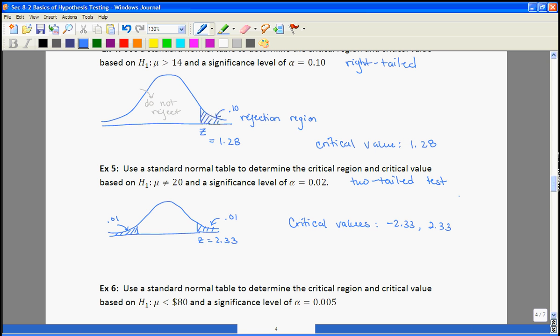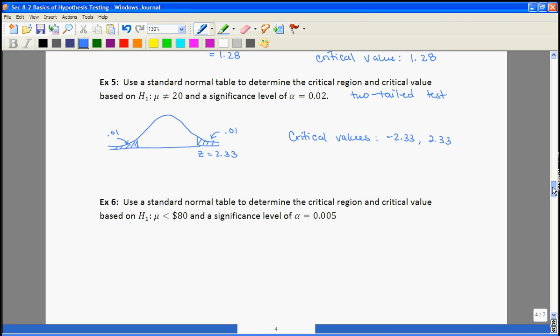So if my test statistic, which we'll learn how to do later, were larger than 2.33 or smaller than negative 2.33, if it fell in either of those tails, then I would reject my null hypothesis in favor of the alternative. And finally, let's take a look at example 6. This time we have that mu is less than $80. I don't know the context of the problem that this may have come from, but we have a less than symbol. So that means this is going to be a left tail test.